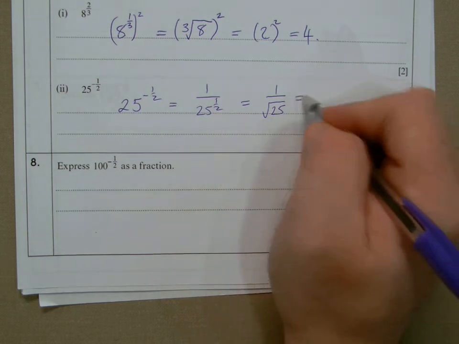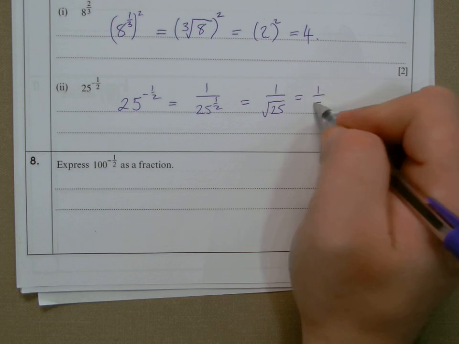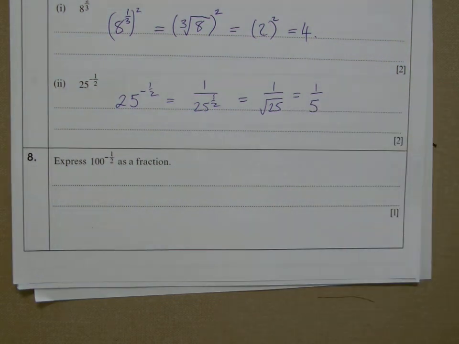So what is the square root of 25? Well, that's easy, isn't it? It's just 5, because 5 times 5 is 25. And there's my answer, 1 over 5.